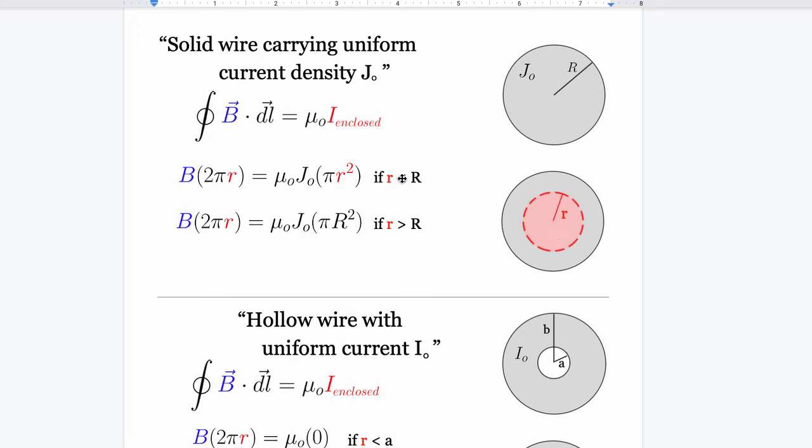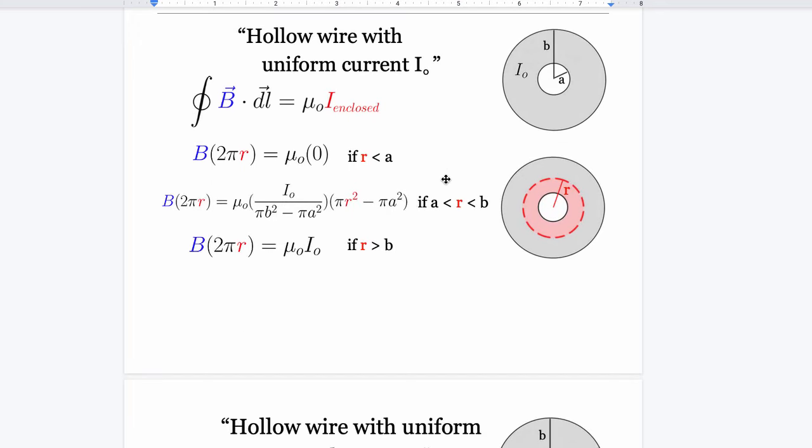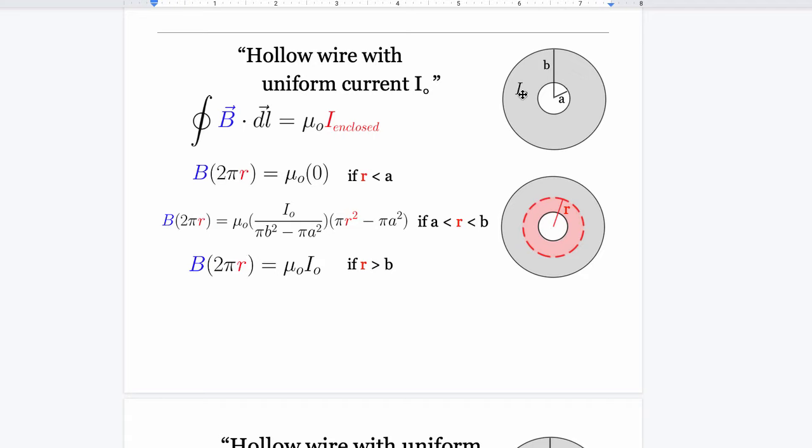Okay, so how does this get harder? Maybe you get something tricky here. You get like a wire with a hole in it. So maybe there's just like a hole running down the center axial of this wire, and I give you what the total current is through this part here. What do you do now?